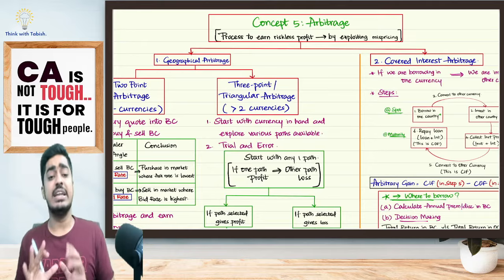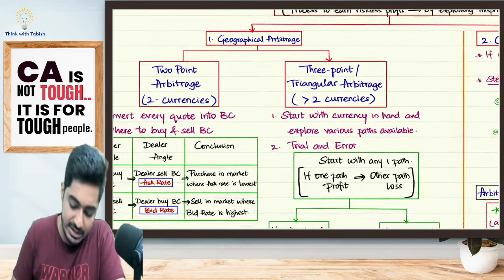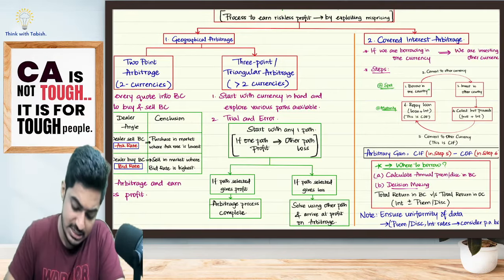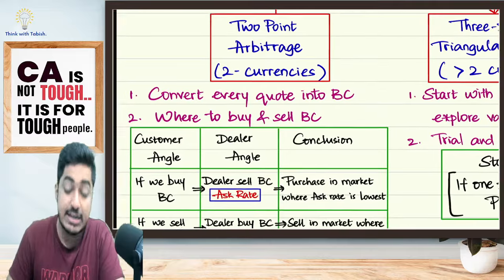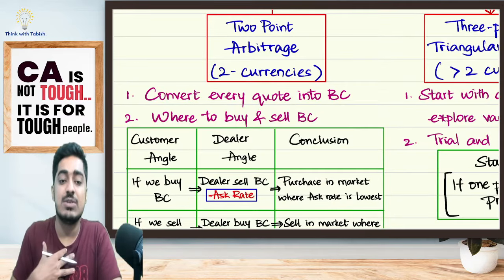What is arbitrage? It is a process to earn a riskless profit by exploiting mispricing in the market. Now, two different types of arbitrage can be there. One is geographical, and one more is going to be covered interest arbitrage. Geographical arbitrage, that is 2-point arbitrage, has 2 different currencies. Firstly, which currency do we want to purchase?